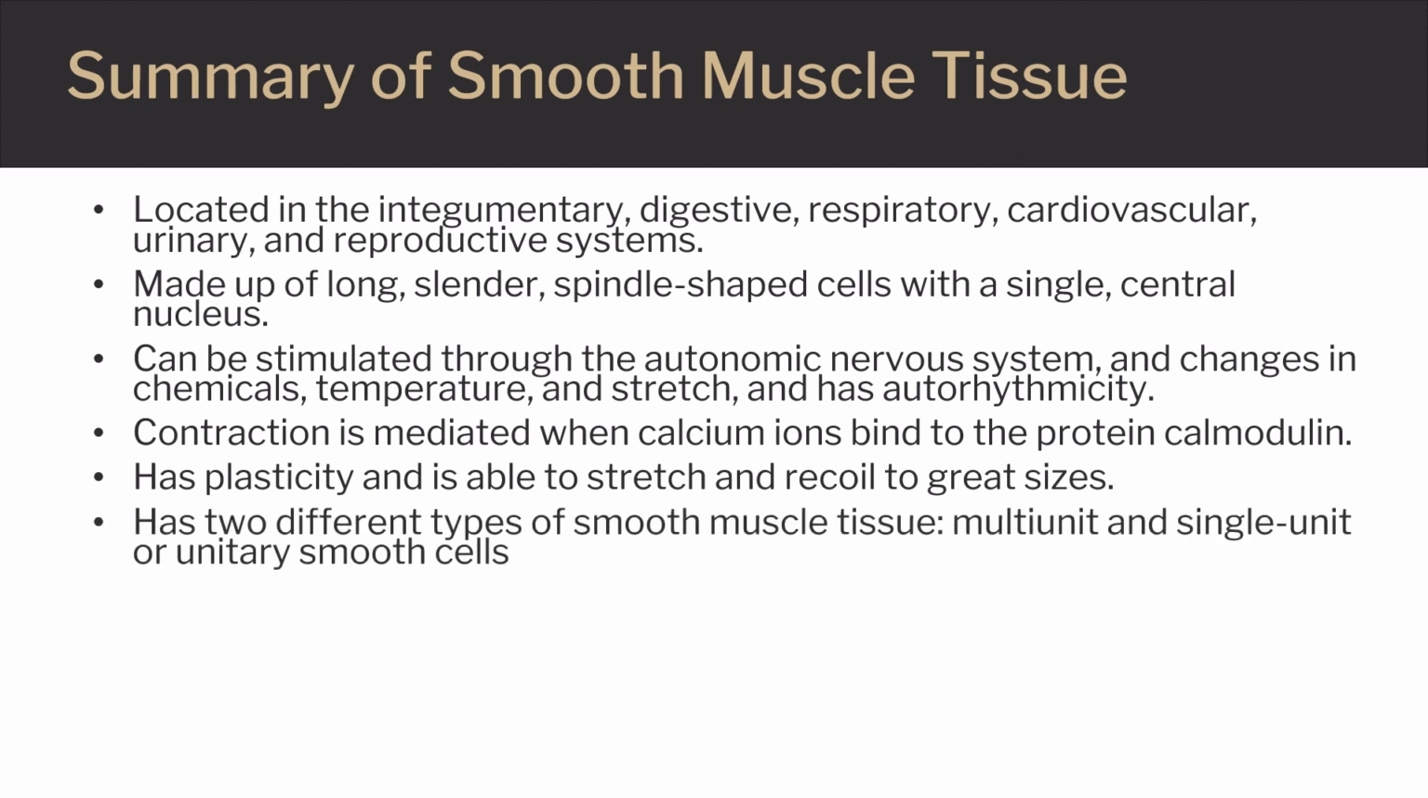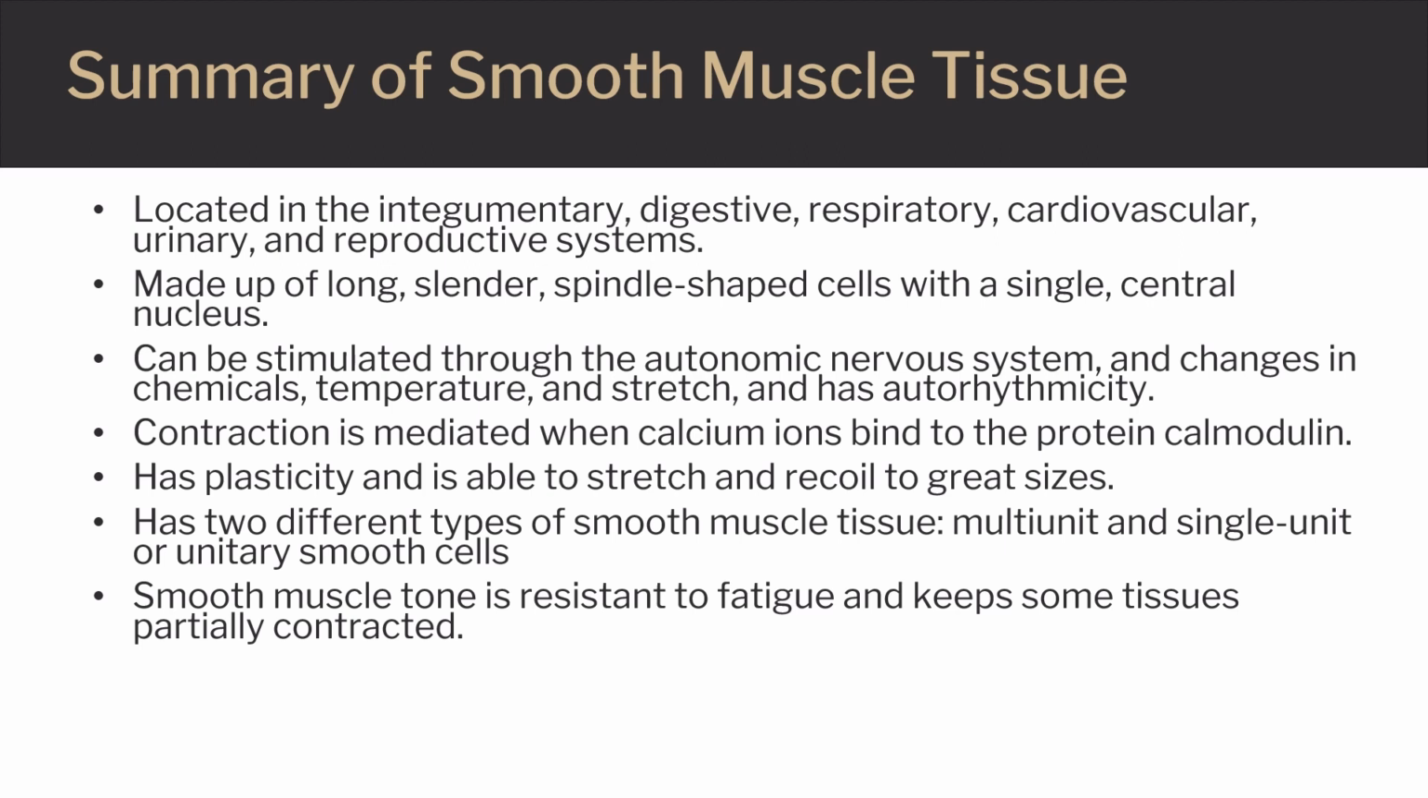Smooth muscle tissue has two different types of tissue, multi-unit and single-unit, or unitary smooth cells that can be innervated individually or by multiple motor neurons, respectively. Lastly, smooth muscle tone is resistant to fatigue and keeps some tissues partially contracted, such as in our intestines and arteries.